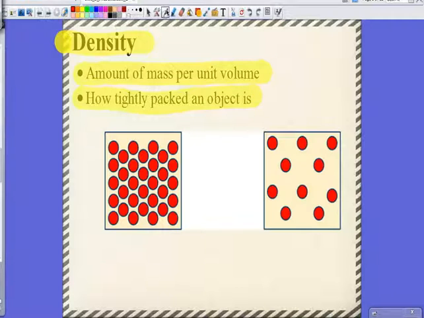For example, if I look at these 2 right here, which one looks like it's more tightly packed? I hope everybody believes that this one looks really tightly packed. This object is more dense.